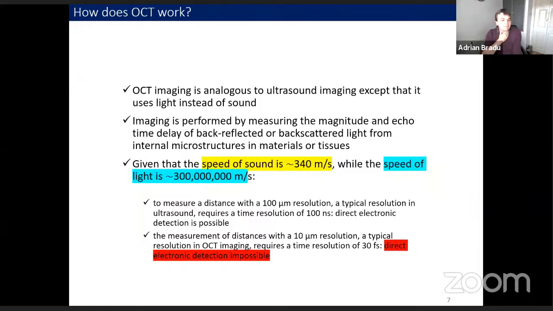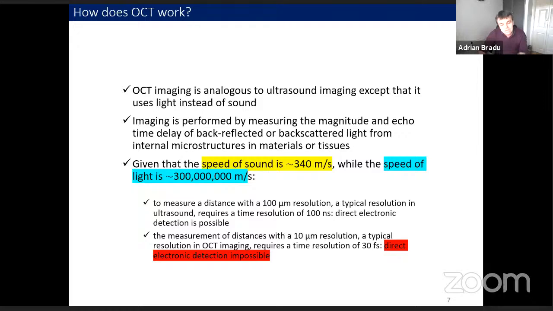Well, what we have to do is to measure the time delay. Imagine that we have two objects, one after the other. What we are doing is measuring the time delay between the light back reflected or back scattered by those two objects. But because we are using light, we have a problem. Light travels about 1 million times faster than sound. Because of that, we cannot really distinguish between the signals coming from two very close objects. So this is why we have to use some tricks.